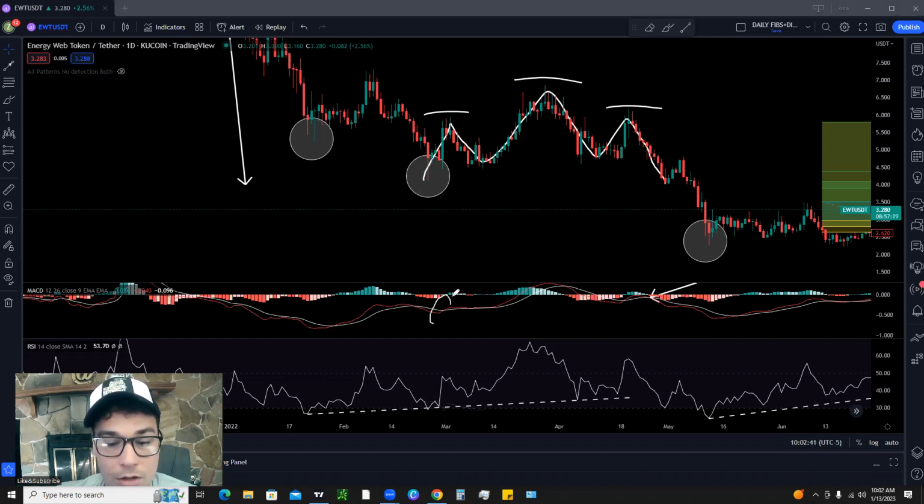We get the MACD crossover right here. Red line crosses above the white line right here. Okay, so now we have a MACD buy signal and we have relative strength index bullish divergence. And you see we get a nice little move up to the upside. Now what happens after that?